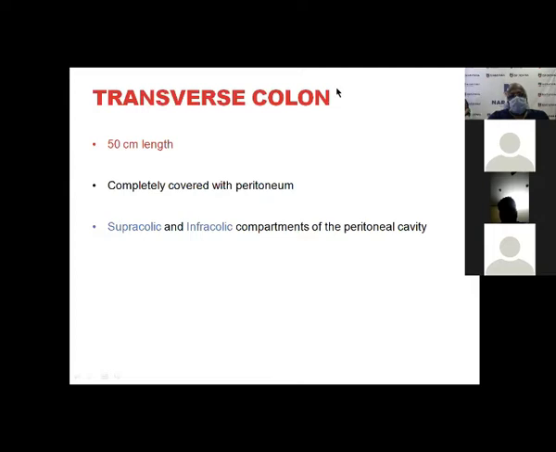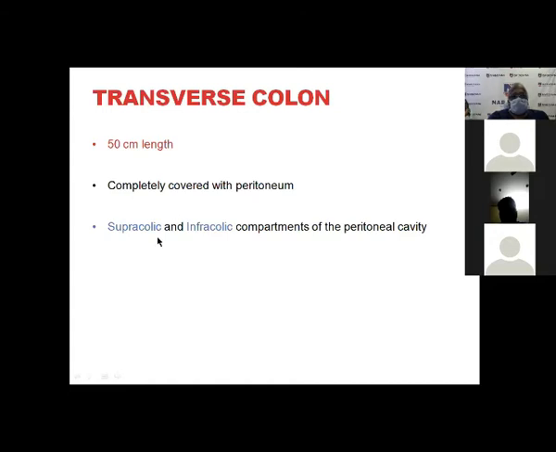One great advantage of the transverse colon is that it can be taken up anywhere to serve as a conduit, especially in case of stricture of the esophagus following a corrosive injury, or sometimes when we want to completely resect the esophagus and the stomach, this can be taken as a conduit in the posterior mediastinum itself.